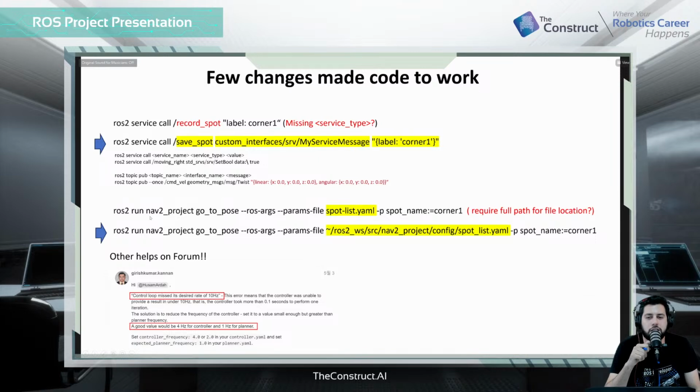The other one is when I call this go to pose, I have to call the YAML file, and in the tutorial there's no path of the file, but no, an absolute path doesn't work. So I changed it to the full path so that I can call it without failing. That one works.